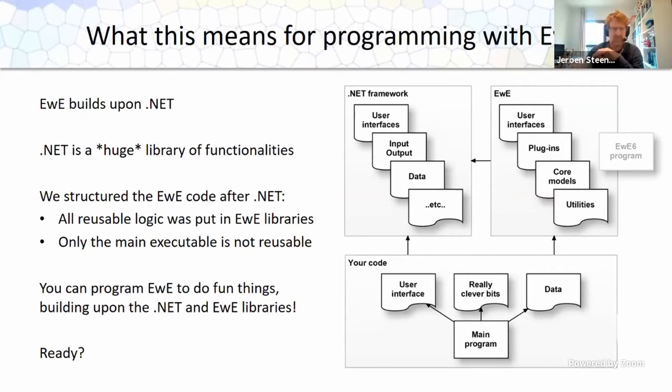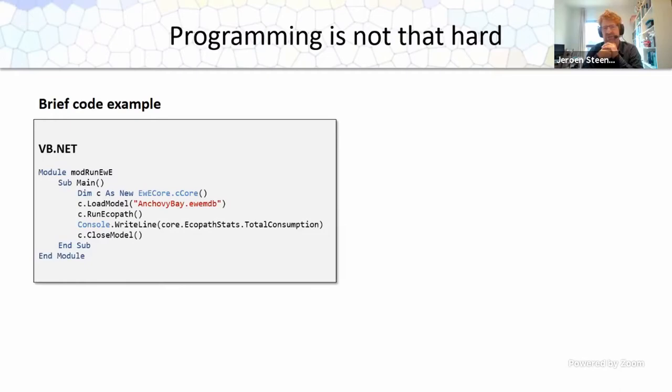So for instance, let's go even a little bit deeper. Here we have a bit of code that is super simple, but it shows you a little bit what .NET can do. As in every computing language, there are always a few bells and whistles that you need to state in order to make a program work. In this case, we start a module, we have a main subroutine. And here from the Ecopath core libraries, we create a new core. Remember from the picture before, the core was the big thing that held Ecopath and Ecosim and Ecospace, etc.